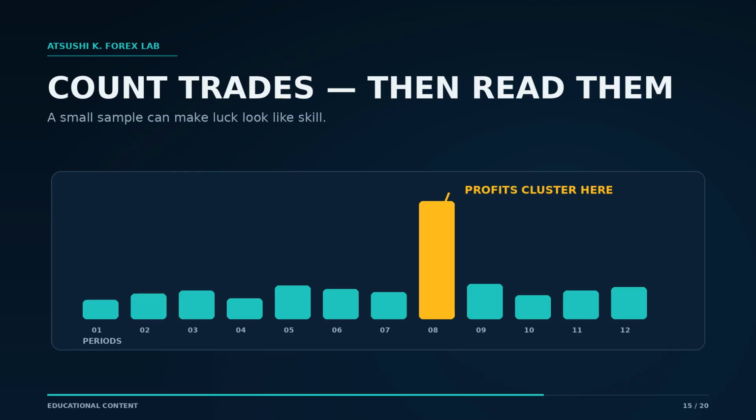Are profits spread across months and years? Are they concentrated in one short period? Does one unusually large winner create most of the result? If removing a handful of trades changes the conclusion, the edge may be thinner than the headline suggests.